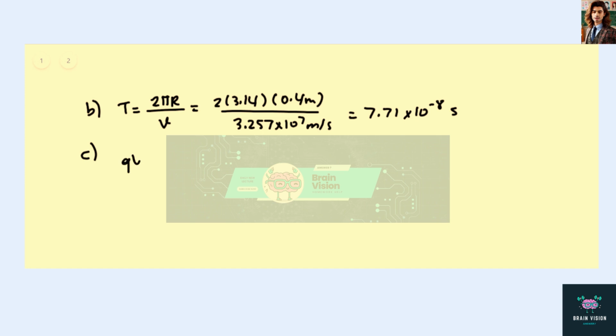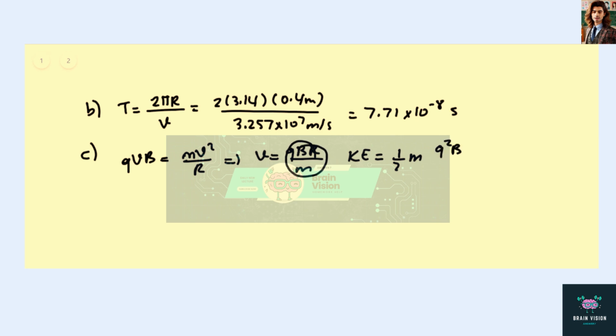Well, first we did qvB equals mv squared over r. So from here, v would be qBr over mass. And then we said the kinetic energy is going to be equal to 1/2 m times the square of this term, right? q squared B squared r squared over m squared. So the m's are going to cancel out: 1/2 q squared B squared r squared over m. That's exactly what we did, right?